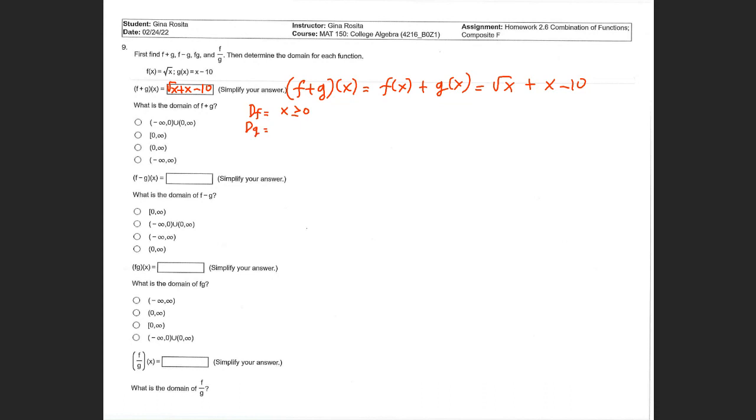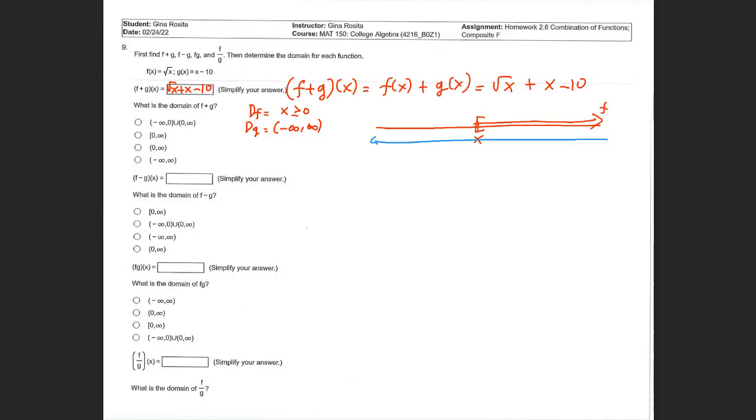The domain of g is any number, from negative infinity to infinity. Now for this one, we can see the intersection for the domain of f plus g. You can make a line like this. This is x, and this is for f. For g, I just change color. G is another one over here.